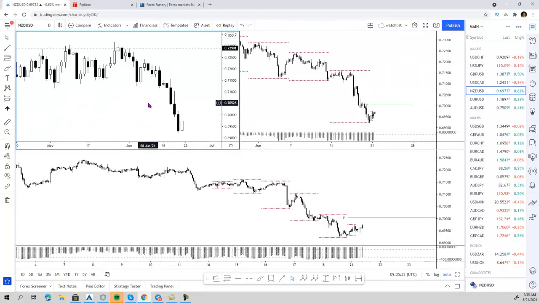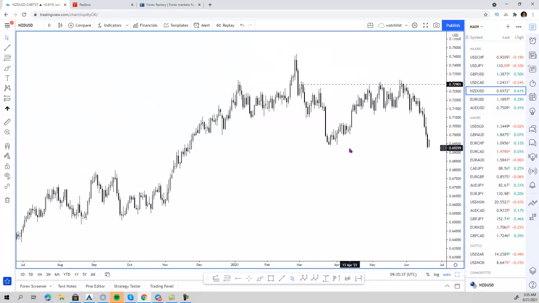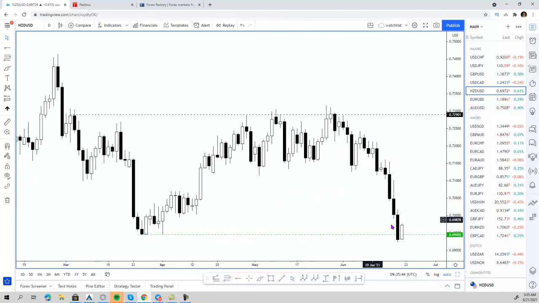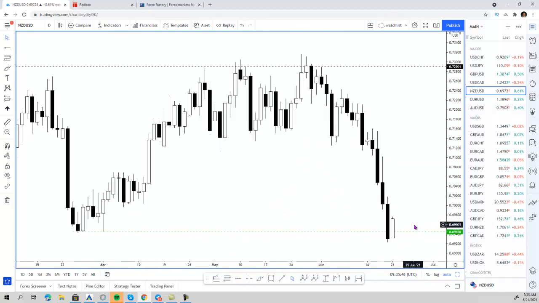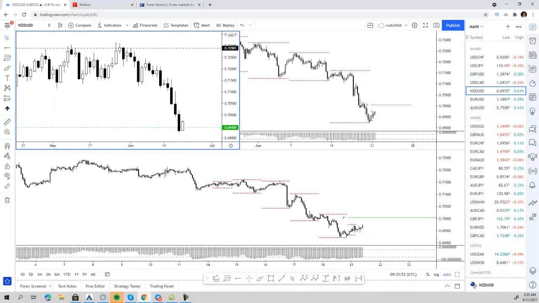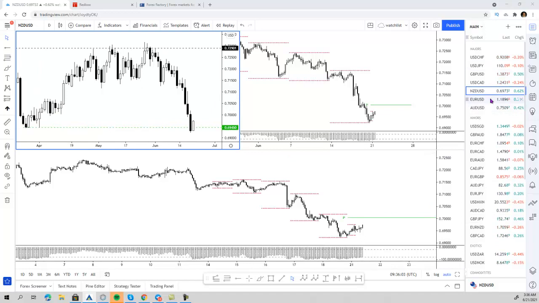New Zealand dollar, the Kiwi. Well, what I don't like about the Kiwi is that we breached that key level, right? I mean, we are back inside of that range, but you know, that daily close was so bearish that I am not too comfortable with a long on the Kiwi.